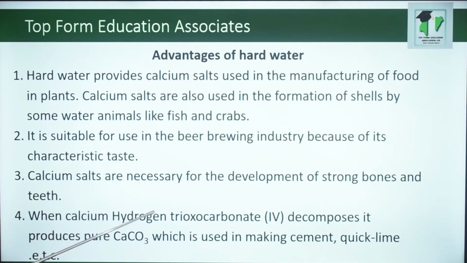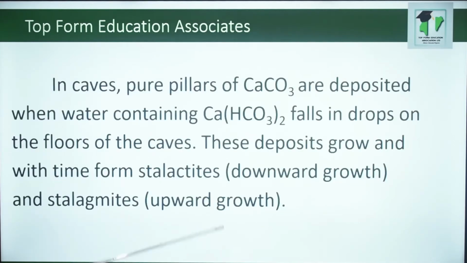When calcium hydrogen trioxocarbonate IV decomposes, it produces pure calcium carbonate which is used in making cement, quicklime, etc. In caves, you can get pure pillars of calcium carbonate that has been deposited when water containing calcium hydrogen trioxocarbonate IV falls in drops on the floors of the caves.